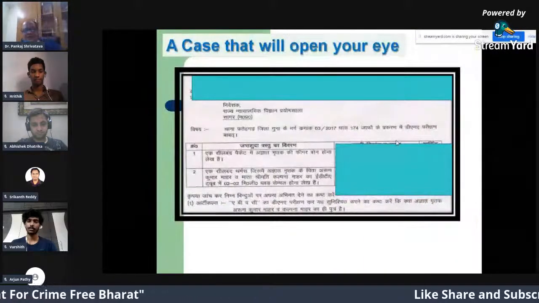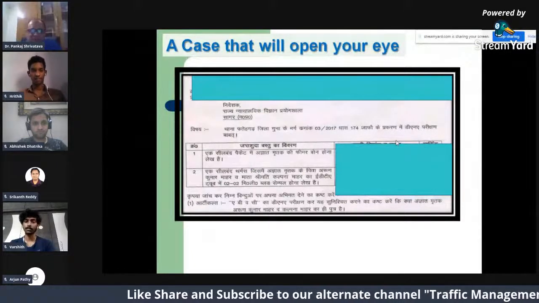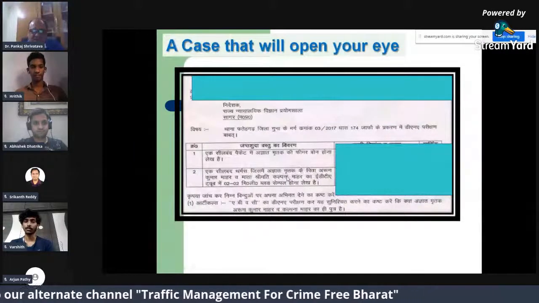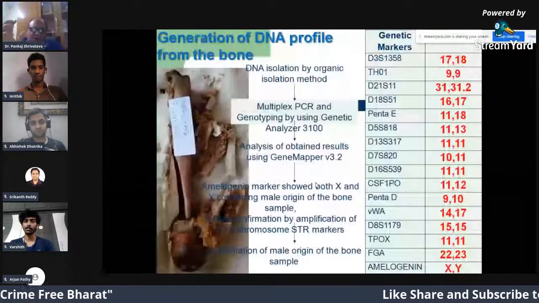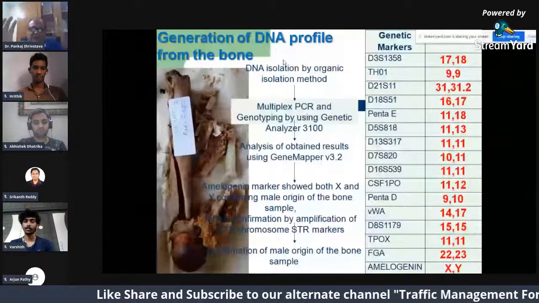Okay, now this is another case which will open your eyes. इसमें एक अज्ञात मृतक का फीमर बोन एक ड्राफ्ट है, उसमें आपको दिख रहा है एक मृतक की फीमर बोन है और उसके मदर फादर का ब्लड सैंपल आया था. मतलब हमें we are supposed to prove the identity of that particular femur bone.